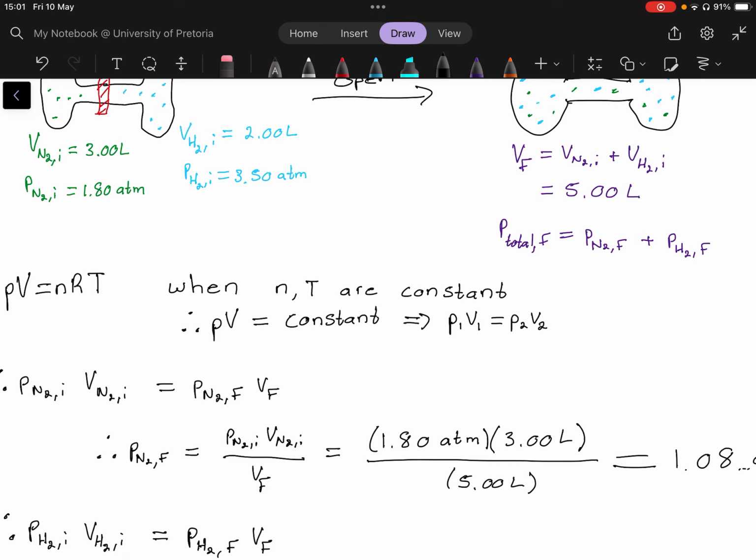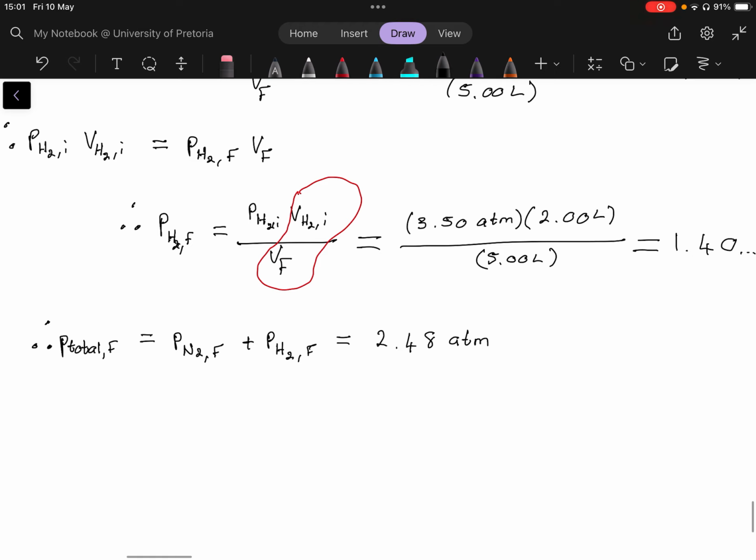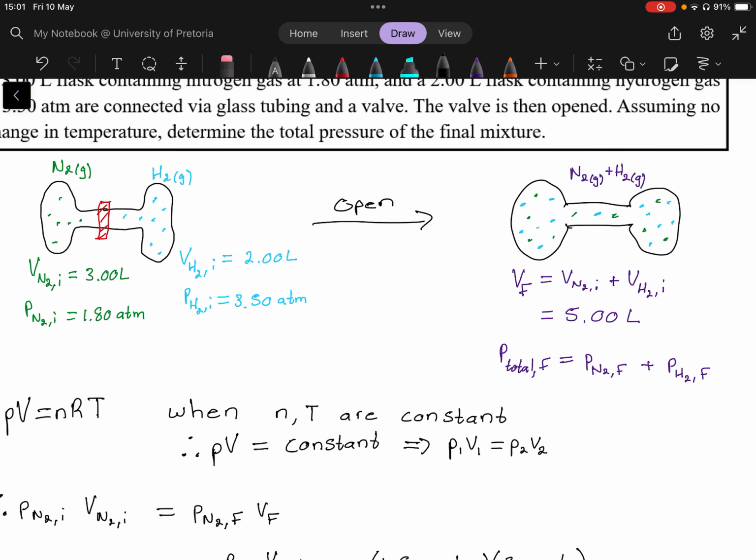Anyway, I wanted to compare the sum. For example, if we just summed the initial partial pressures, we would have gotten a value of 5.3 atmosphere. And of course, 2.48 atmosphere is much less than that, because what you did not take into account, if you just sum the initial partial pressures, is the volume change. Okay, I hope this one was a nice example of how the volume changes the pressure of something.